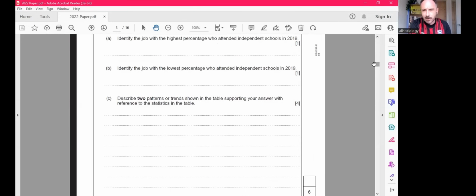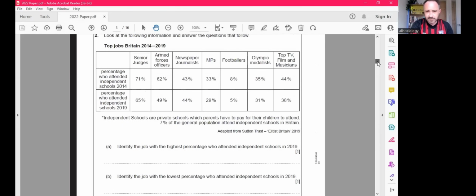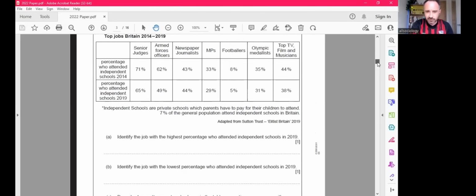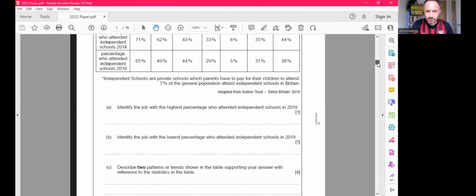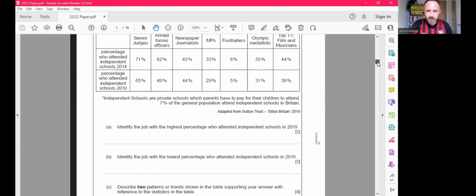Now, it starts to get a little bit more complicated when you get these 4-mark questions here, because it asks you to describe 2 patterns or trends shown in that table, supporting your answer with reference to statistics in the table. So what you've got to do is look at this data and identify 2 trends that are going on there. Now, the other thing you need to do is, when you've identified the trends, you need to support that with evidence, i.e. statistics from this table.